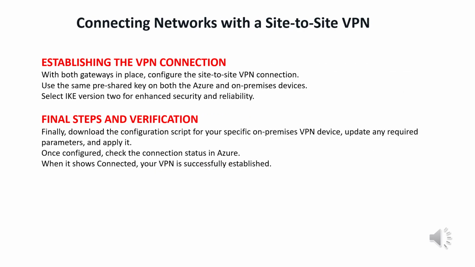With both gateways in place, configure the site-to-site VPN connection. Use the same pre-shared key on both the Azure and on-premises devices. Select IKE version 2 for enhanced security and reliability. Finally, download the configuration script for your specific on-premises VPN device, update any required parameters, and apply it. Once configured, check the connection status in Azure. When it shows connected, your VPN is successfully established.